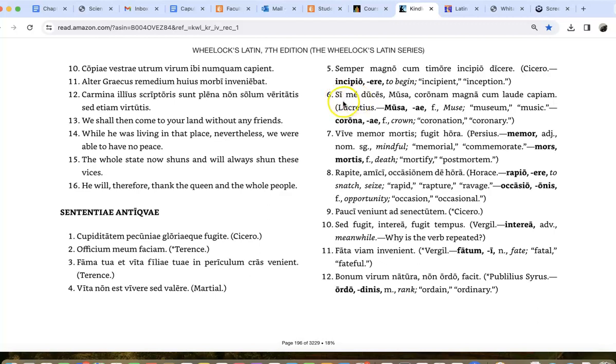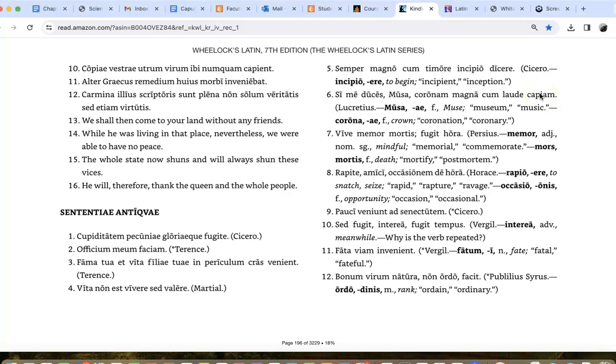Number 6. Si me duces, Musa, coronam magna cum laude capiam. This is by Lucretius. Here we have the Muses, the daughters of Zeus and Mnemosyne, in charge of the arts and sciences. Again, a little bit tricky, and what makes most of these tricky, among other things, is you're going to have to look up the words. Otherwise, you're just kind of guessing or just not understanding it. So if me you lead, Muse, crown big with praise, I begin.